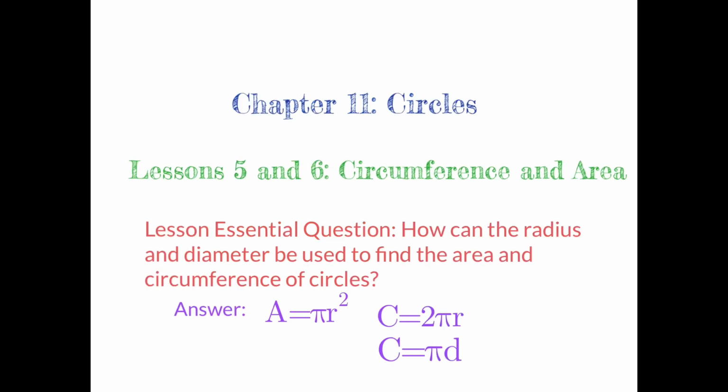This concludes the video for Chapter 11, Circles, about circumference and area. So how can the radius and diameter be used to find the area and circumference of circles? Well, for area, you have to have the radius. It's pi times r squared. For the circumference, it's either the radius or the diameter: 2 times pi times r, or pi times d. These formulas are the same. It's just whether you are given the radius or the diameter, which formula you'd like to use.